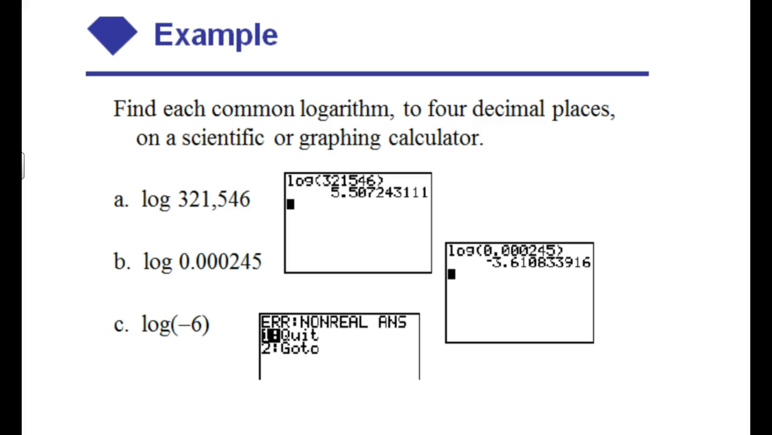You can type these in. If there's no base, it's assumed to be base 10. So if they don't write a base, it's assumed to be base 10. Be careful, you can't take the log of a negative. Your calculator will blow up and it'll say error message. So make sure you can type those in and get those answers.